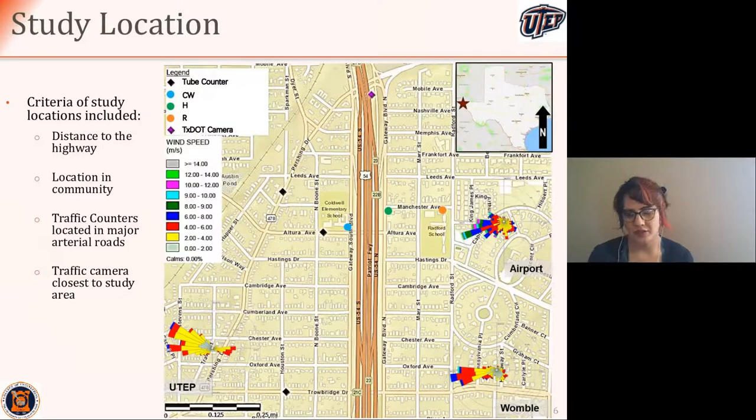This area was selected based on the traffic conditions, the proximity to the highway, and the direction of the prevailing winds. We also have the locations of the tube counters in the black diamonds, and they were in arterials that have higher AADT than the rest of the streets in the area.